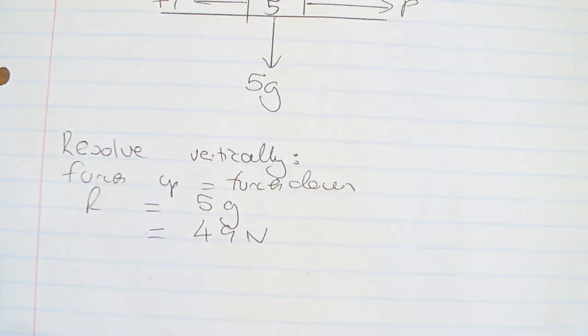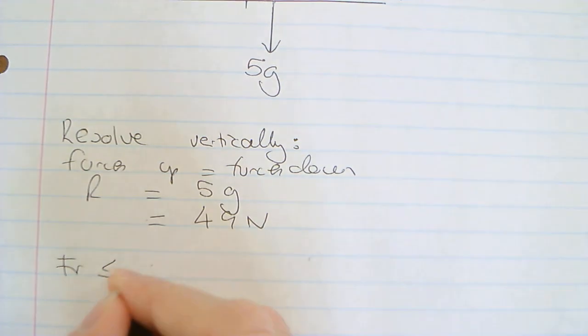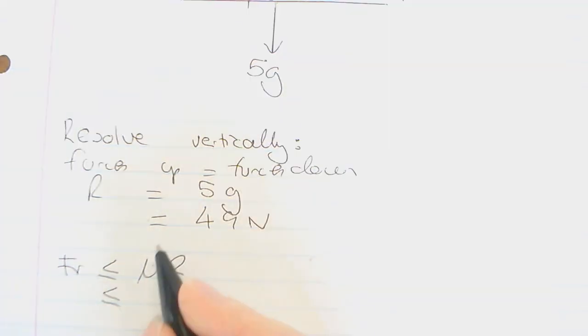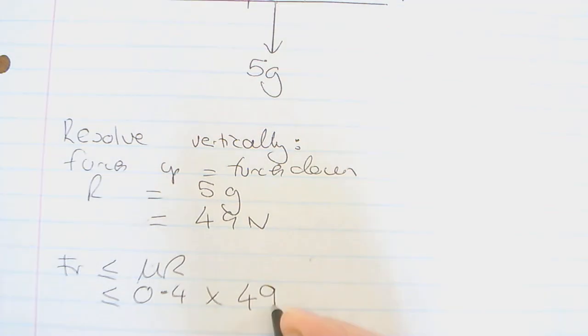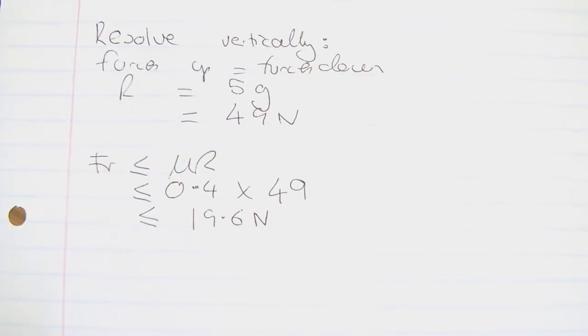So R equals 5g, so R equals 49 newtons. If we then use this to find friction, friction is less than or equal to mu R. It tells us in the question that mu is 0.4, the coefficient of friction. R we just found was 49. So friction is less than or equal to 19.6 newtons. So that's the biggest the friction can be, 19.6.